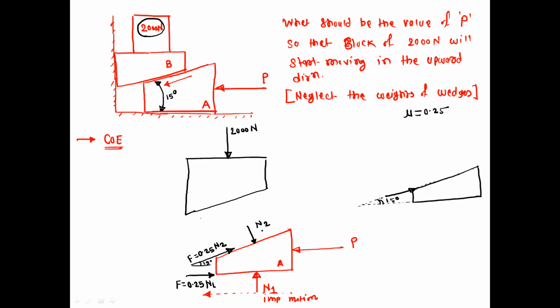The next will be the normal reaction N2, which is common for the wedge A and wedge B. So this is the normal reaction N2. Next will be the contact surface between the wedge B and the vertical wall. So this wall will also offer a normal reaction in this direction. Take this as N3. So if you observe, the wedge B has two contact surfaces: one between A and B, and the second between wedge B and the vertical surface, that is the wall.